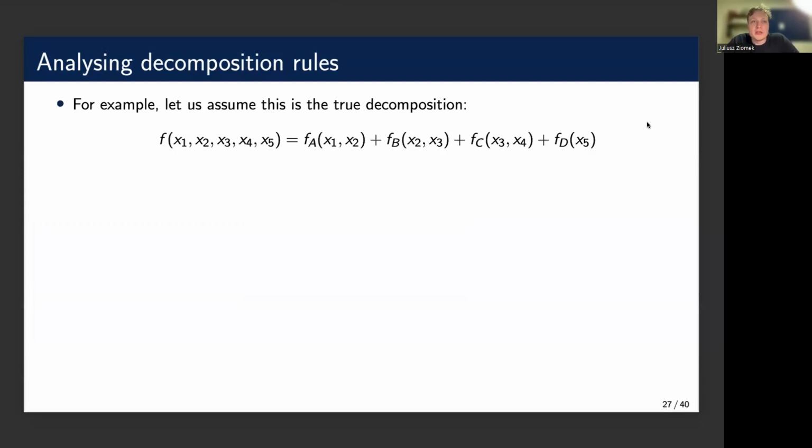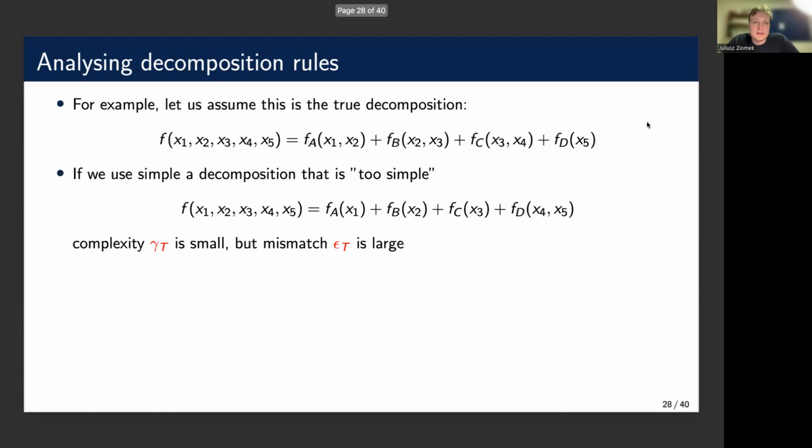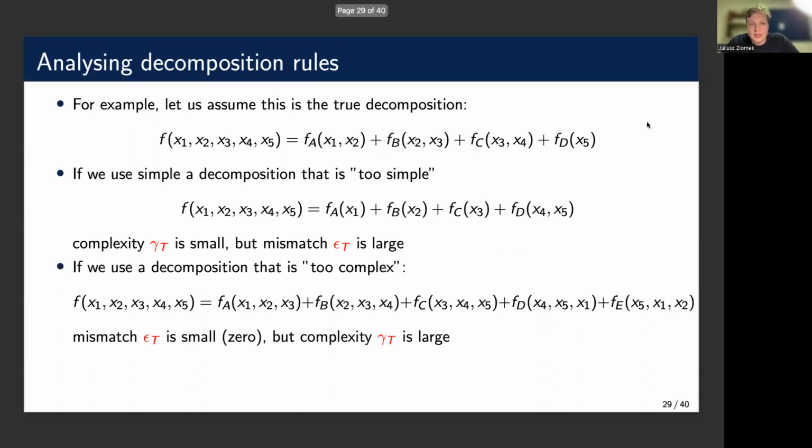So if we were to assume that the true function decomposes as shown here, but let's say that we use a decomposition which is too simple. For example, our scheme suggests a decomposition which doesn't match the true decomposition, because it's too simple. In such a case, the complexity is small, so this gamma_t quantity in the bound will be small, but the mismatch expressed by epsilon_t will be large.